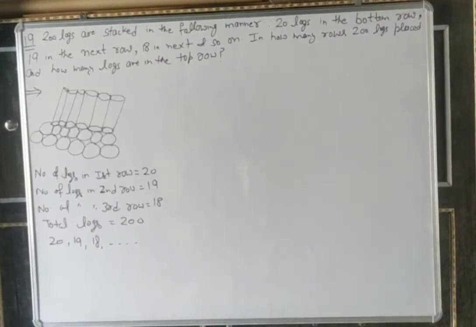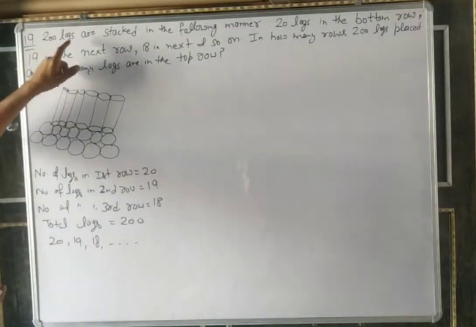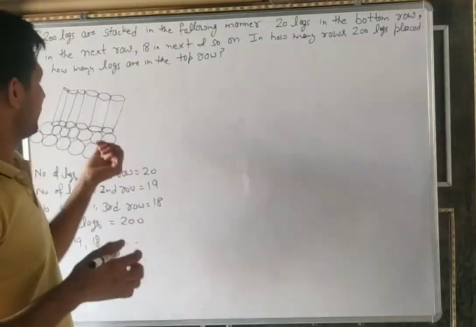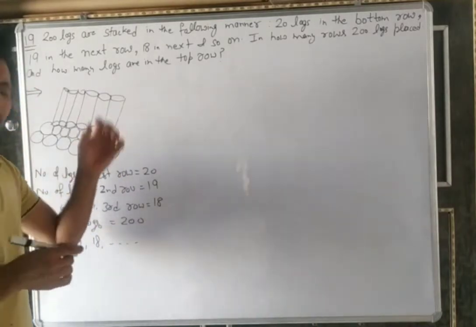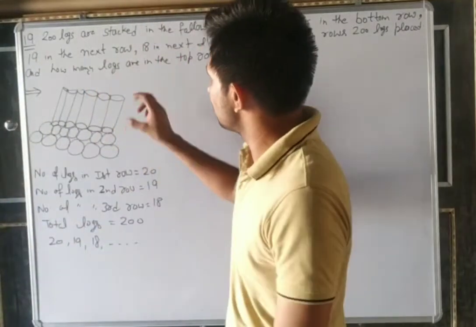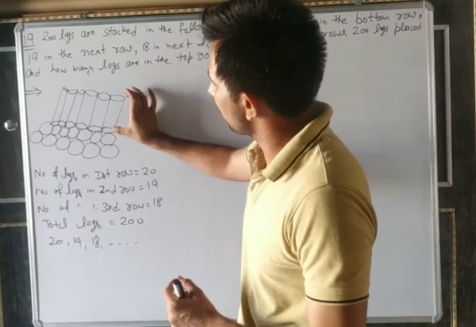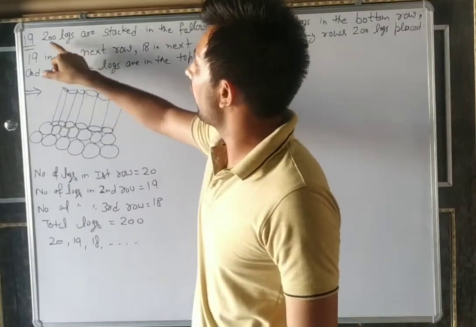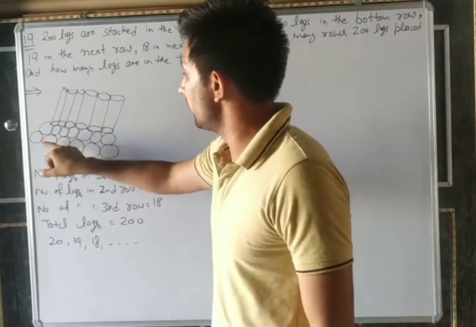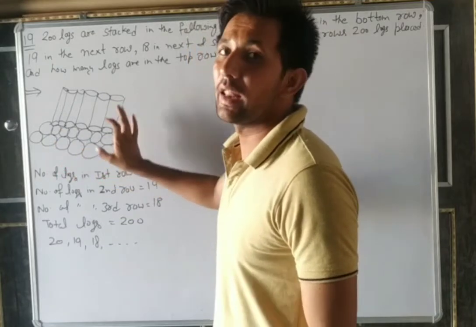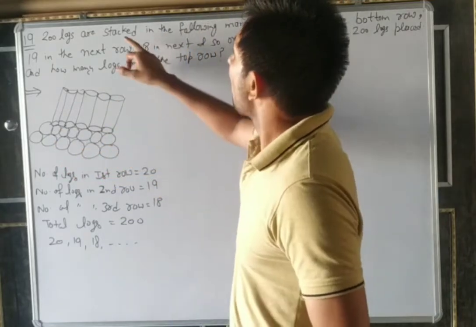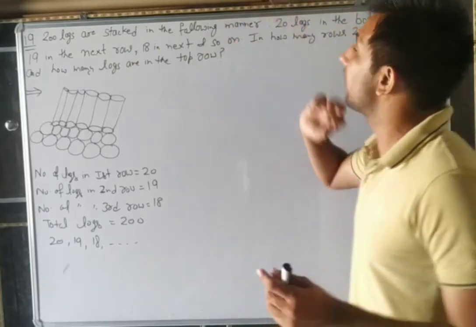Now, dear, next question. Question number 19. What is given? 200 logs. Logs mean wooden pipes, like this. It is a wooden log. Okay, 200 logs. How many logs? 1, 2, 3, 4, 5. Like this, they are 200, stacked in the following manner.